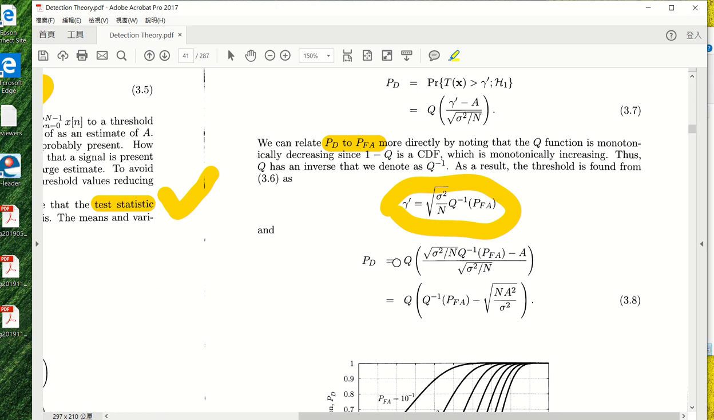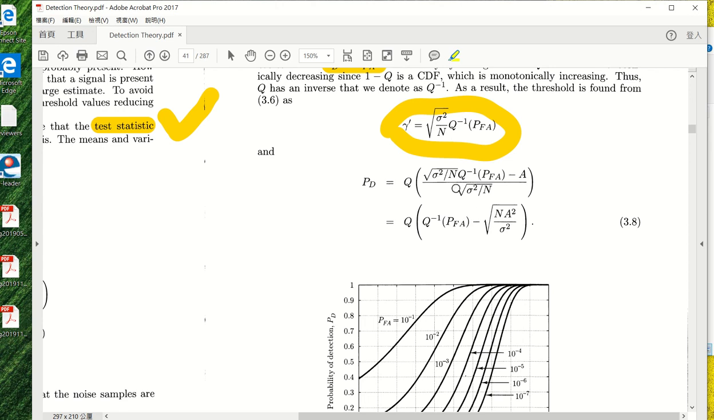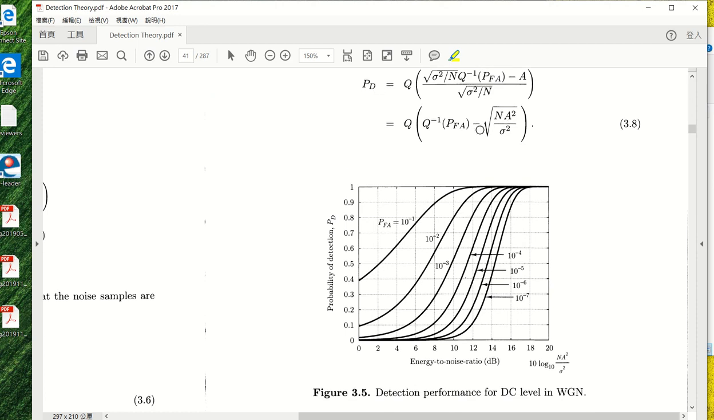Now PD is equal to Q of this thing. Because of what? Because we replace the gamma prime with this function of PFA. So now you don't see gamma prime here. You see PFA here. And then PD is now a function of gamma prime, but also a function of PFA. You do some simplification, this and this cancel out, and this combined, we get this. So you have Q of Q minus 1, this and this. So now you have a PD versus PFA, right?